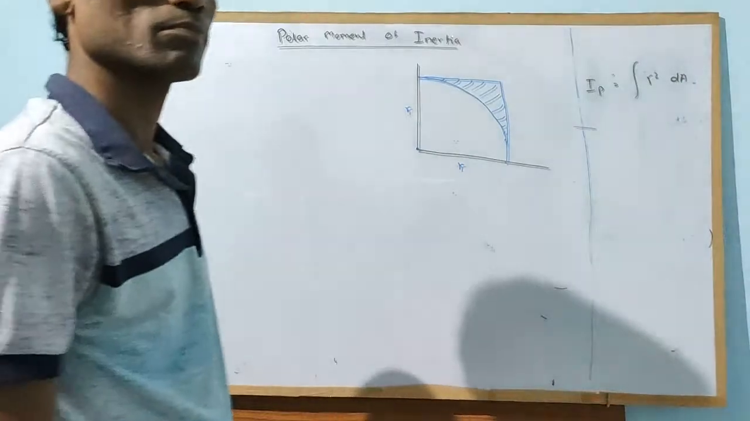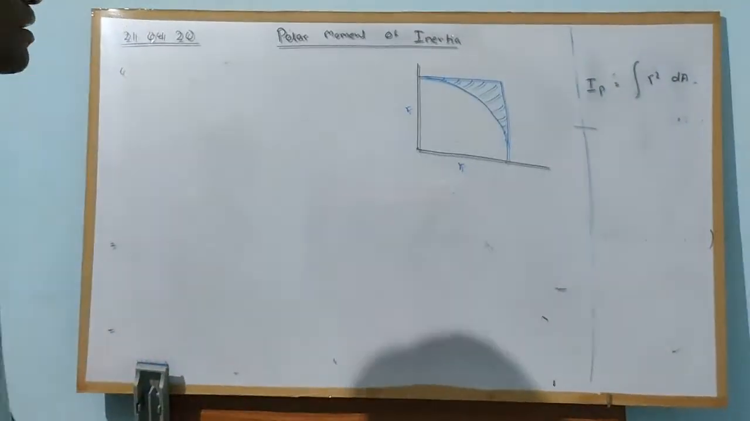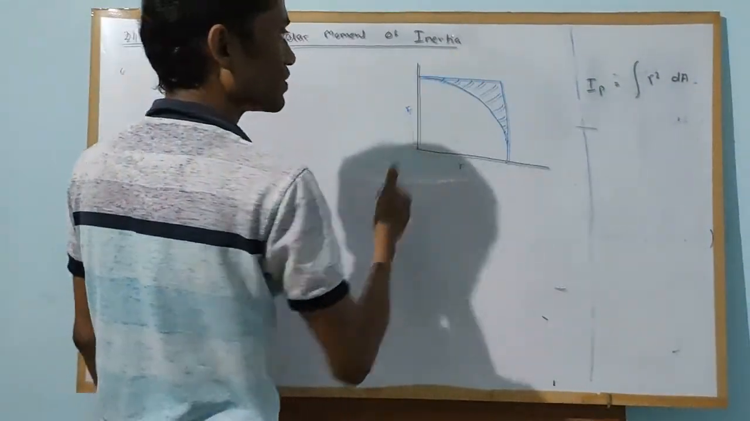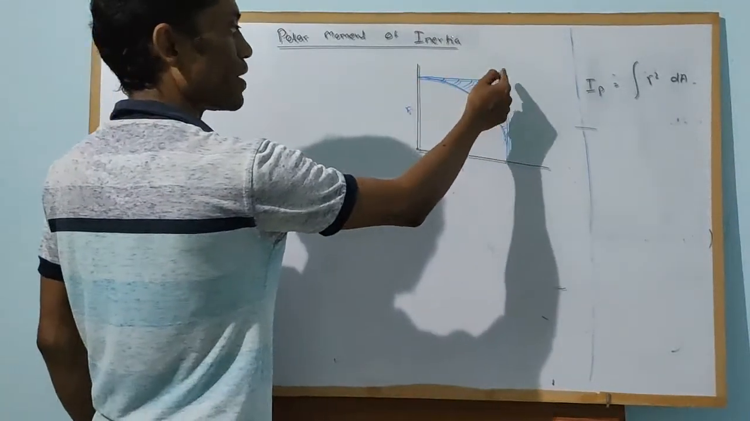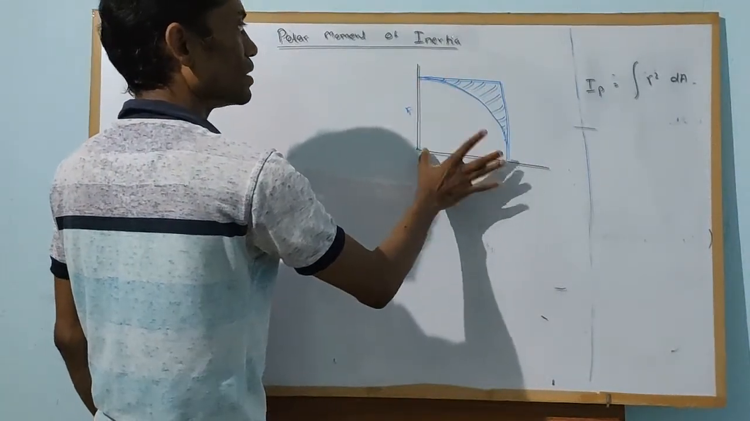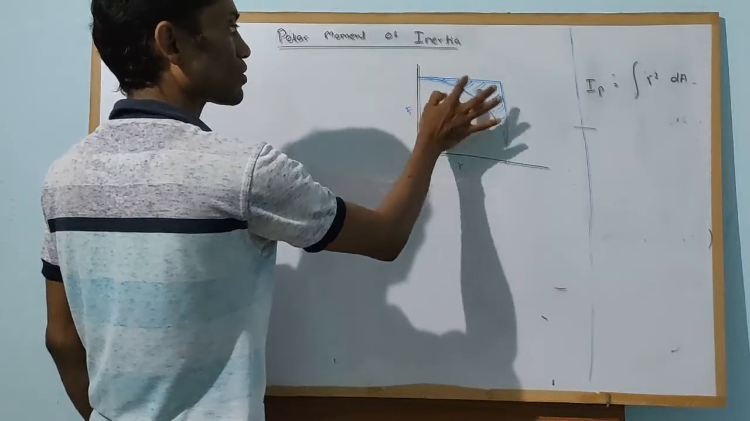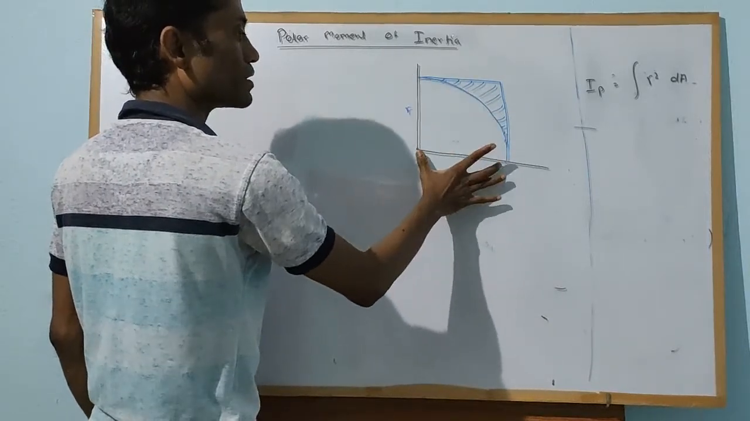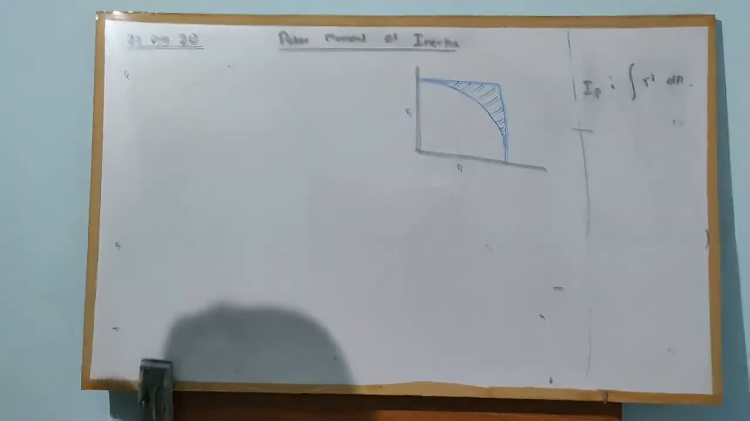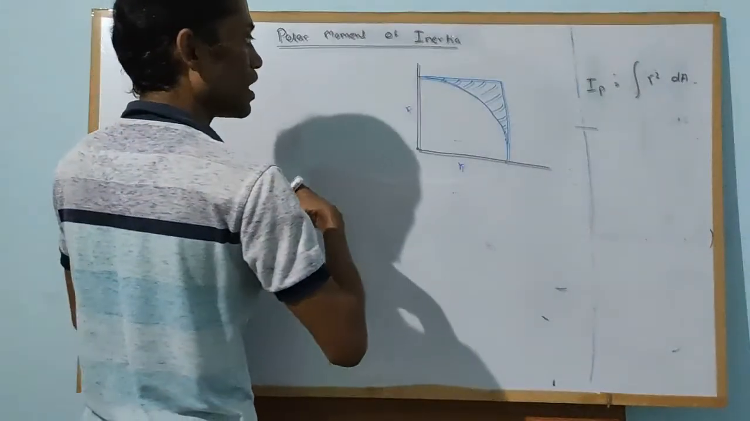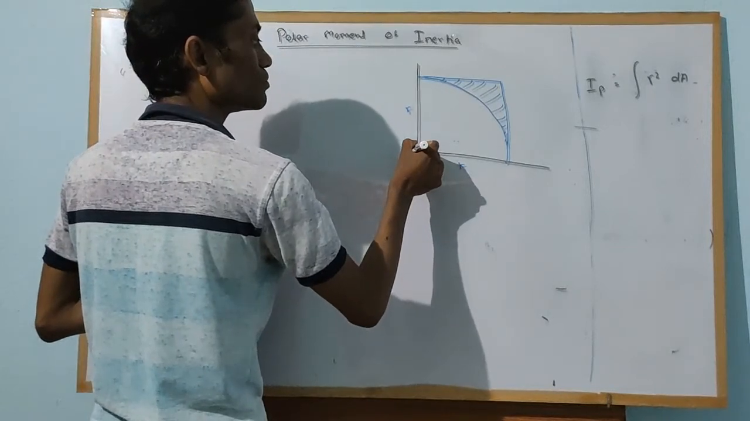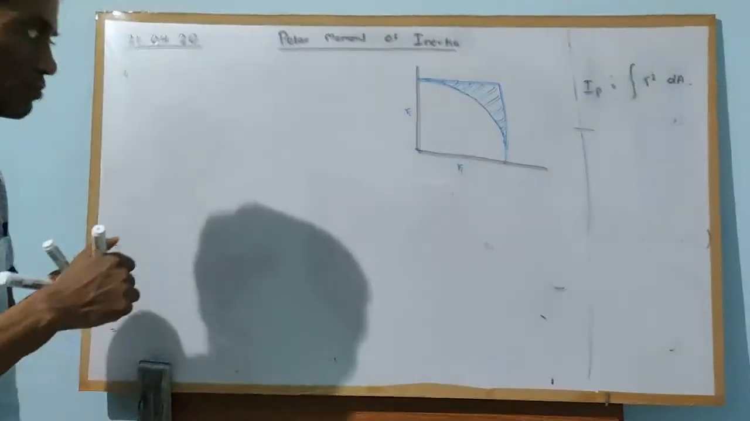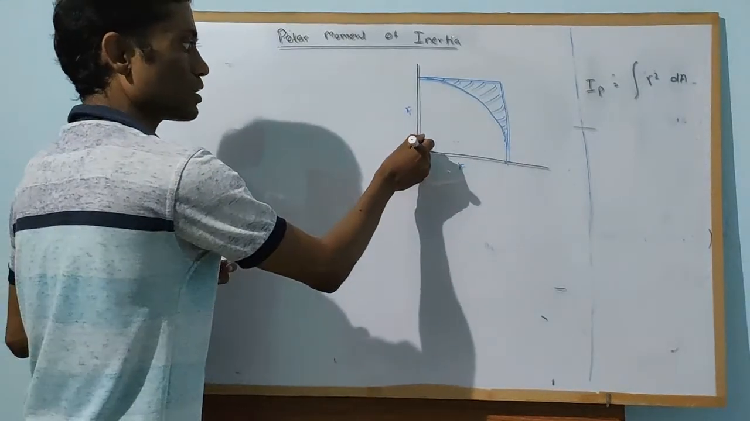Find the polar moment of inertia of the shaded portion shown in the figure. The shaded portion is composed of a square of side R and a quarter circle of radius R. We have to find out the moment of inertia about this axis, the polar axis.